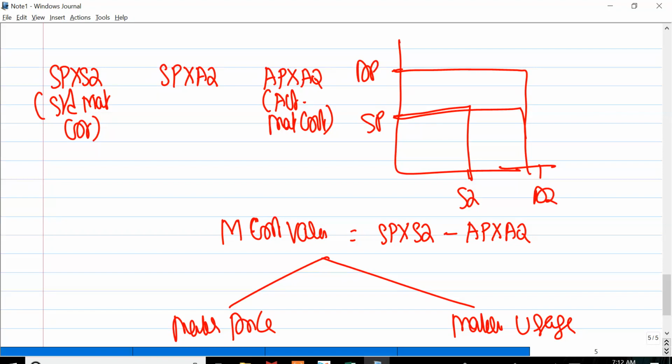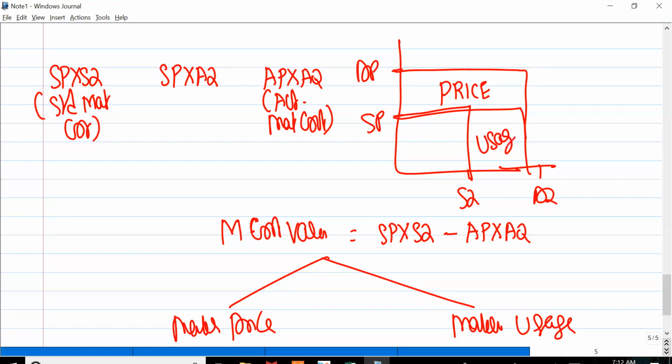Now the variation in the material cost can be because of two reasons. One is price, the second is quantity. It could be because of price and it could be because of quantity. Now this part is called price variance. Why it is price variance is it links SP and AP. You see an SP here. This area is basically the difference between this point and this point. So this is SP, this is AP. This part is called price variance.